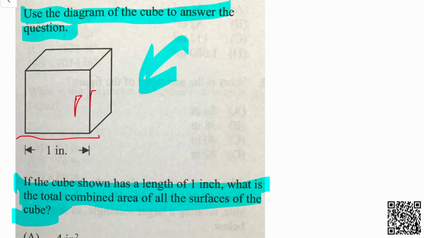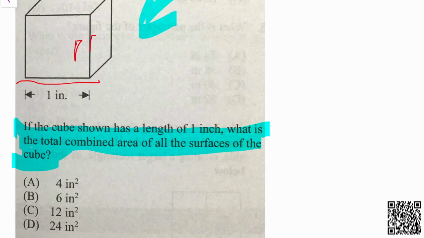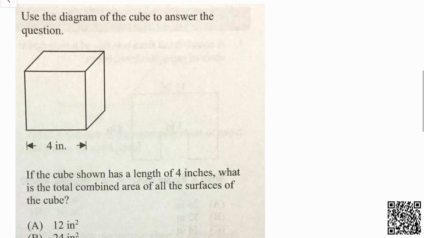And we all know that a cube has 6 sides, so it's just 1 times 6. So the total combined area of all of them is literally just 6. So this one's super easy, and it's basically a warm-up question. Probably going to be in the samples.